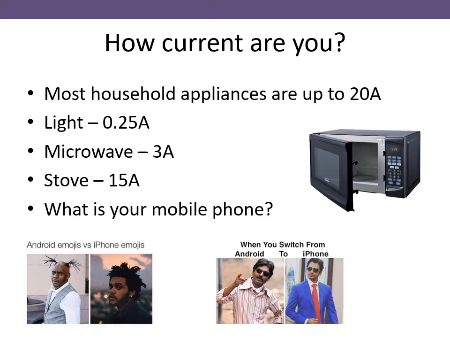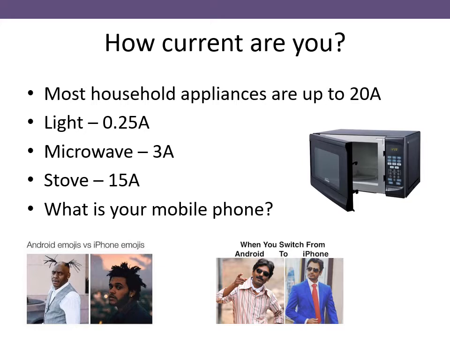Just to get an idea of what an amp actually is: the lights in your house draw about 0.25 amps, I think that might be old incandescent lights. These days, pretty much everyone has LED light bulbs, which would probably draw a lot less than that. When you turn your microwave on, it draws about 3 amps. An electric stove at home draws about 15 amps. Mobile phone chargers usually draw, I think, 2 amps, depending on whether it's got fast charge or super fast charge or whatever. Most circuits in your house usually have 10 amp circuit breakers on them.